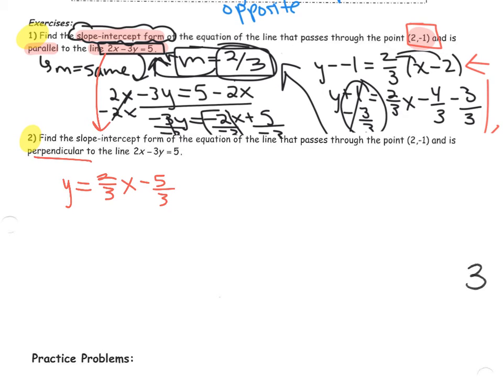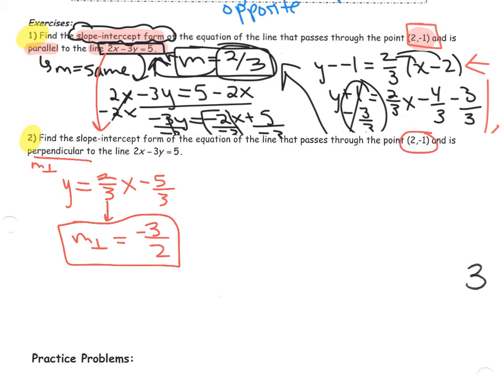If I want it to be perpendicular, we want the negative reciprocal. So the negative reciprocal will be -3 over 2. We flip it. And now I'm going to use this slope with this point to get it into slope-intercept form. Because I have a point and a slope, I'm going to start off with point slope, where I have y minus -1 is equal to -3/2, because there's my slope, times x minus 2.